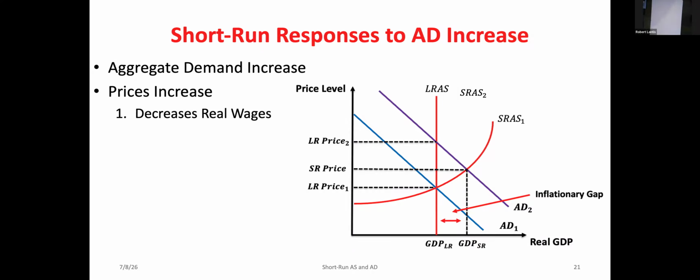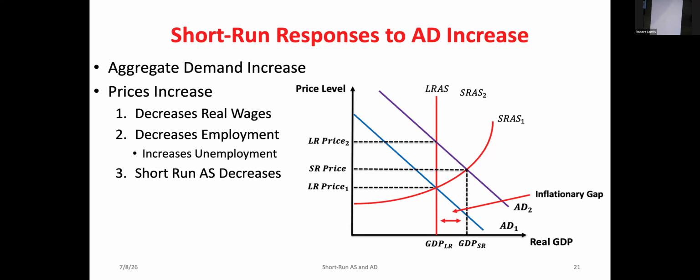So if we have even higher prices, that means that the real value of our wages are going down. Lower levels of real GDP, we said, cause unemployment or decrease employment. And then we know that in the short run, in order to adjust to this, we're actually going to see short run aggregate supply decrease. Okay. So in this example, the new short run GDP is greater than where we know we'll be at in the long run.